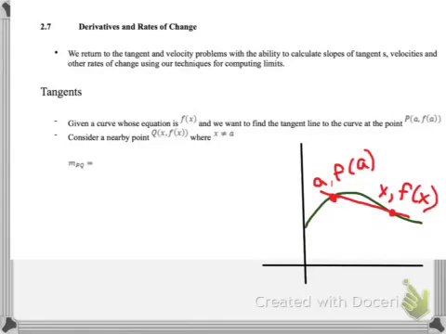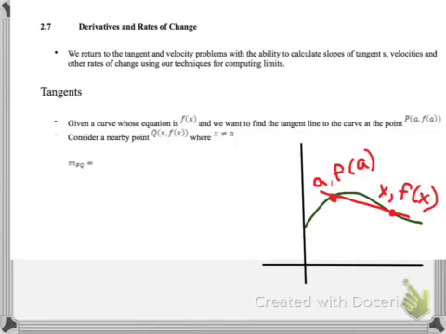Section 2.7, derivatives and rates of change. So we're going to return to the tangent and the velocity problems that we started this chapter with, now that we can calculate slopes algebraically. Okay, so the first thing we're going to talk about is a tangent. Remember, a tangent is a line that just touches the curve once.